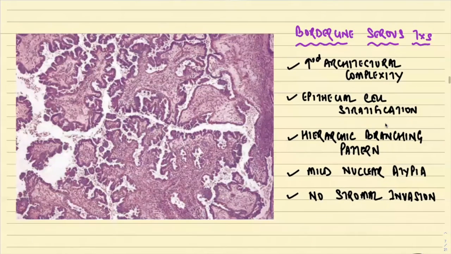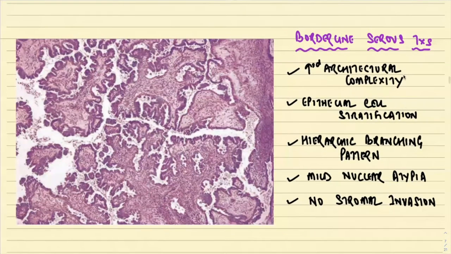Now, this is the borderline tumor. Very important, they will have increased architectural complexity in case of borderline serous tumor, and also there will be epithelial cell stratification. If you see this lining, this is your simple columnar lining. Stratification means one cell on top of the other.